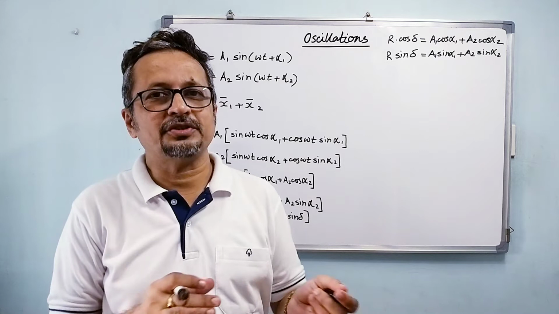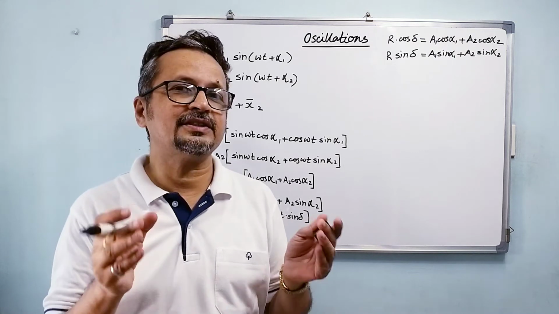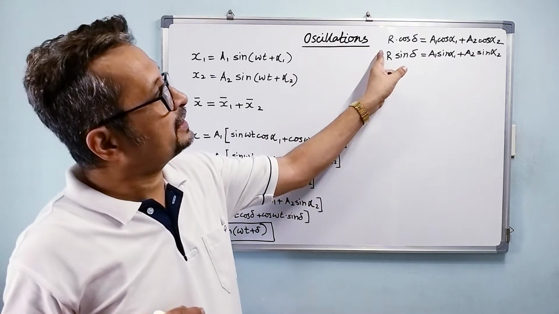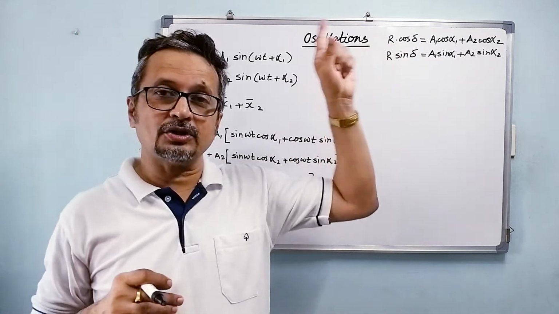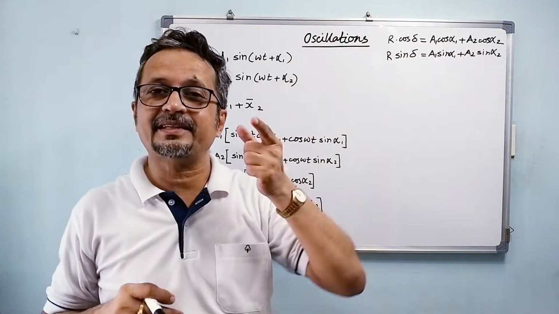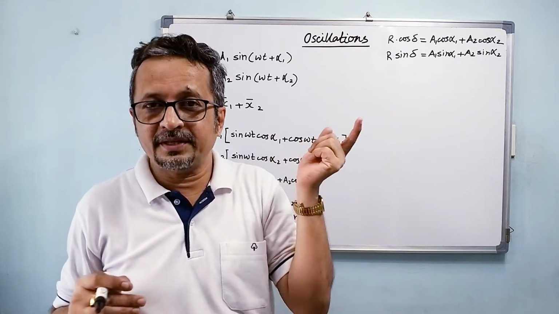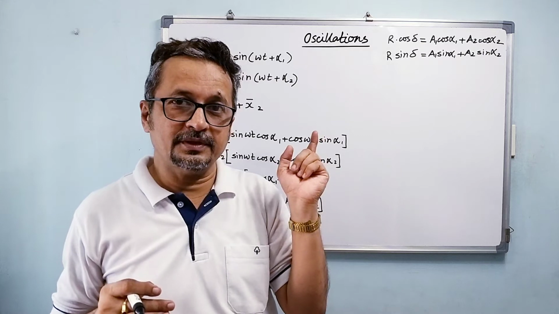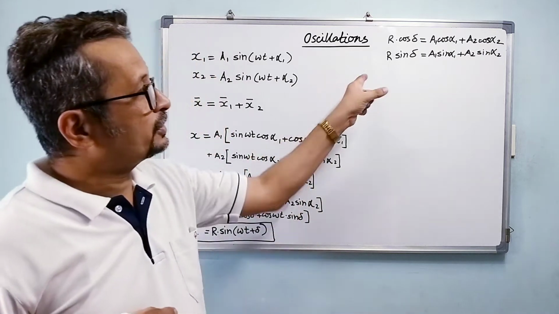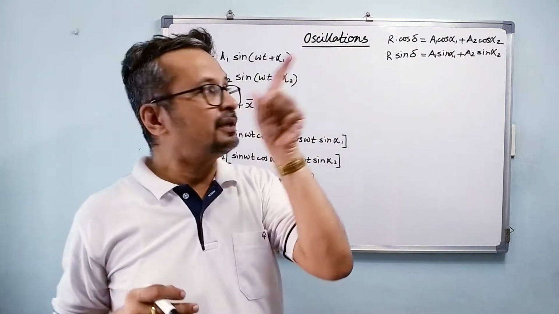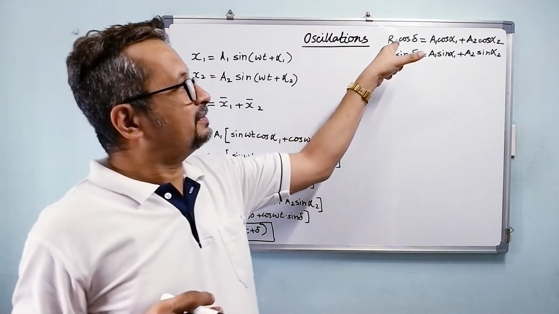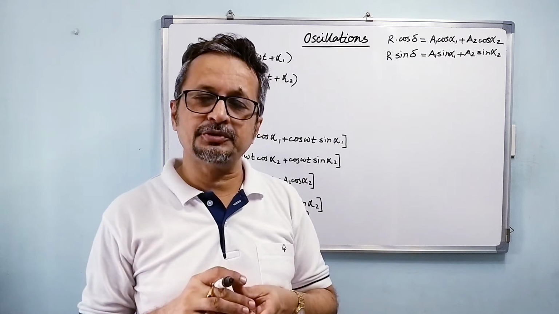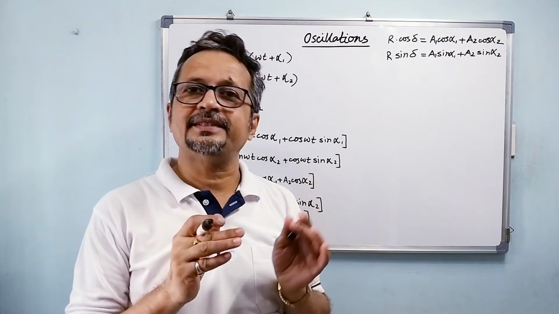Now the question is, what is this R? What is the magnitude of R? What we have done here is substituted R cos δ equal to so much and R sin δ equal to so much. Is there any way to calculate R? Yes, there is, and for that I will square and add these two equations. Whatever I have substituted, I'll square both sides and add.